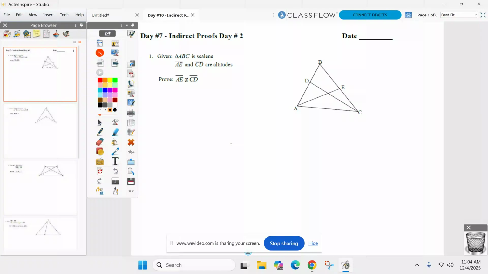Number one right now. First thing I need to know from somebody, a little review from yesterday. How do I know, because it doesn't say, and it won't say on Monday's test or midterm or the Regents exam, how do I know I need to do this proof indirectly? Why isn't an indirect proof needed on this one?